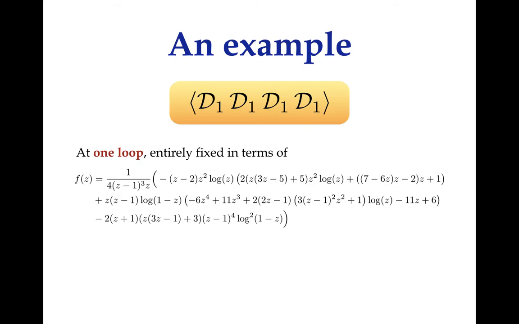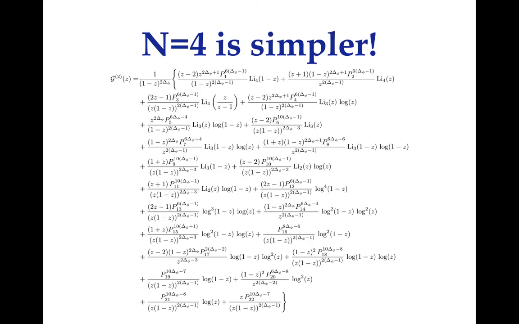To give you an example of our results, I'm going to show you here the correlator D1, D1, D1, D1 at 1 loop, which is entirely fixed in terms of this rather simple function, which as you can see only contains log squared, but not higher polylogs. And therefore, we can say that the result is much simpler than the generic case. In case you don't believe me, I'm going to show you again what the generic case looks like, and therefore we can really see that N=4 is much simpler.